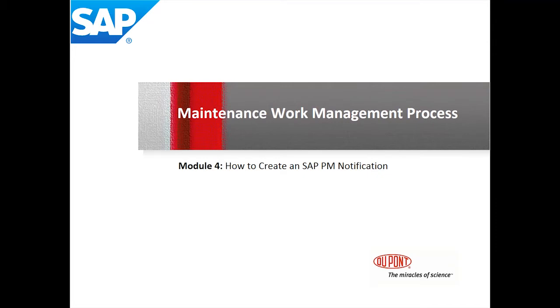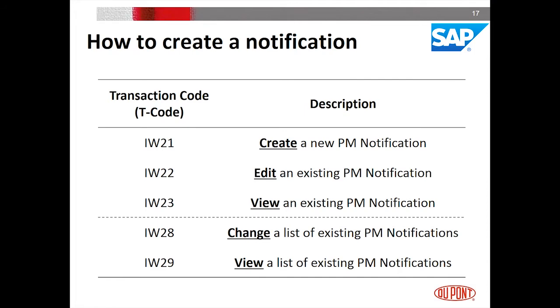Okay, now we know how to get into SAP. Let's get started creating a PM notification. First, here's a list of the primary PM notification transaction codes, or T codes. IW21 is used to create a new notification, IW22 is to edit, and IW23 is to view.